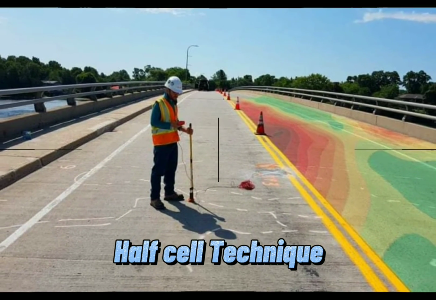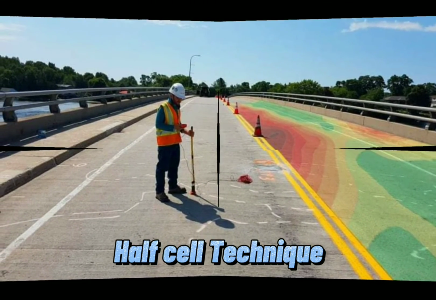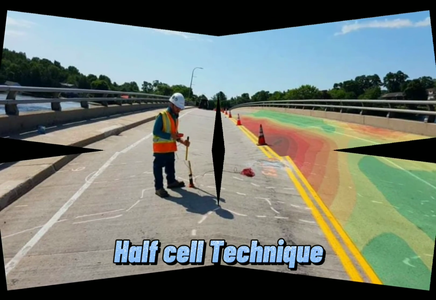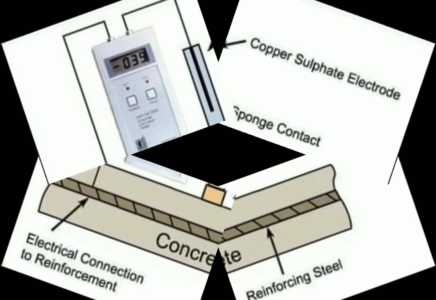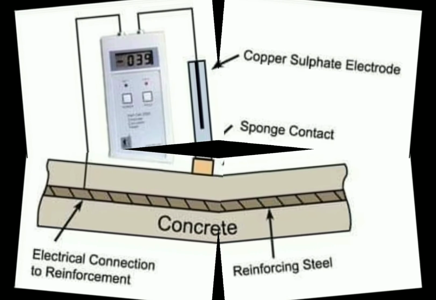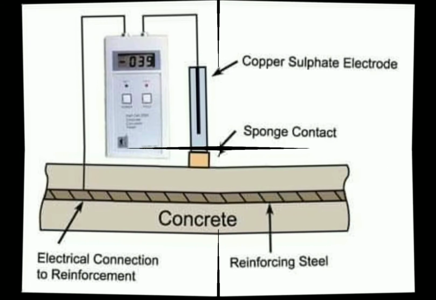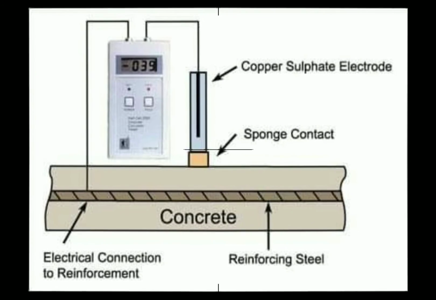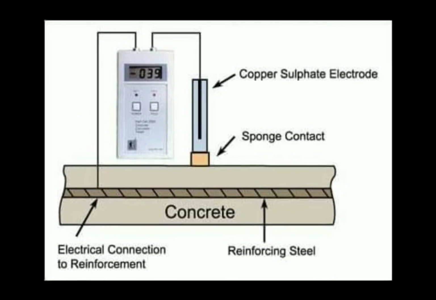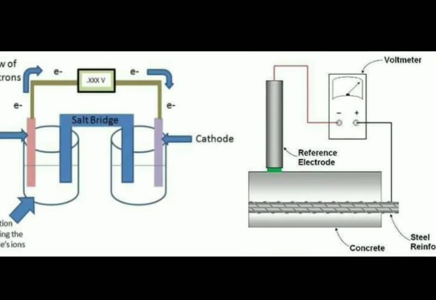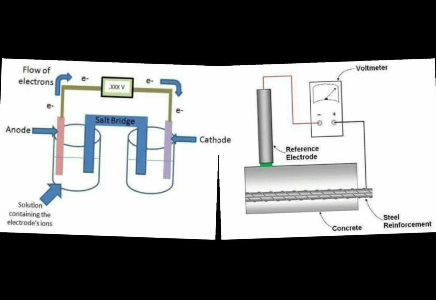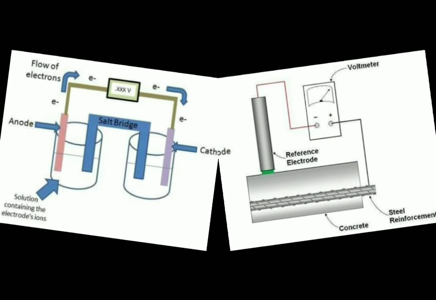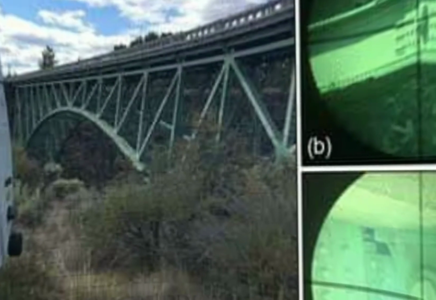Half-cell potential test. This non-destructive technique assesses the voltage between the steel reinforcement within the concrete and an electrode which is placed on the concrete surface to map corrosion activity. The advantage of using this technique is that it can detect corrosion before it progresses to the point of delamination, allowing for early repair. The disadvantage is it can be more costly than the other techniques.